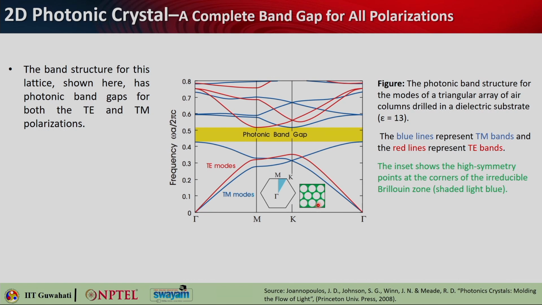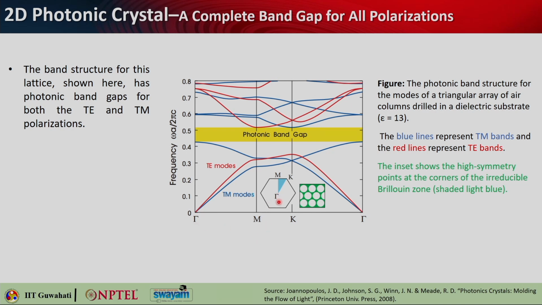This is a particular high symmetry 2D photonic crystal, where you took a dielectric substrate of permittivity 13 and drilled a triangular array of air holes. This structure will have a hexagonal Brillouin zone, and this triangular region marked with gamma, K and M is the irreducible Brillouin zone. Once again, if you want to draw the dispersion relation, you will have the normalized frequency on the y axis, and along the x axis you have the wave vector.